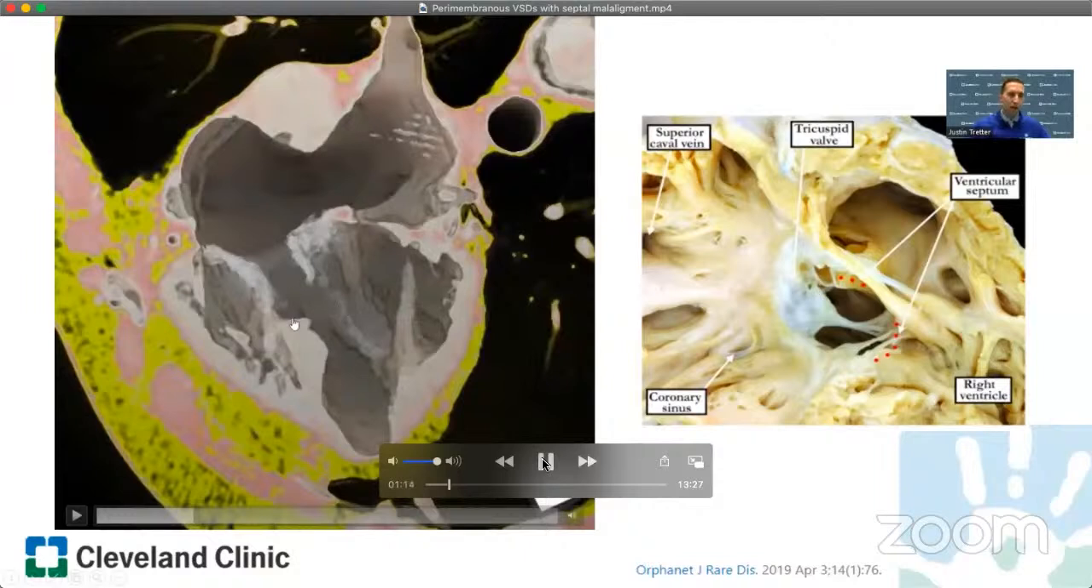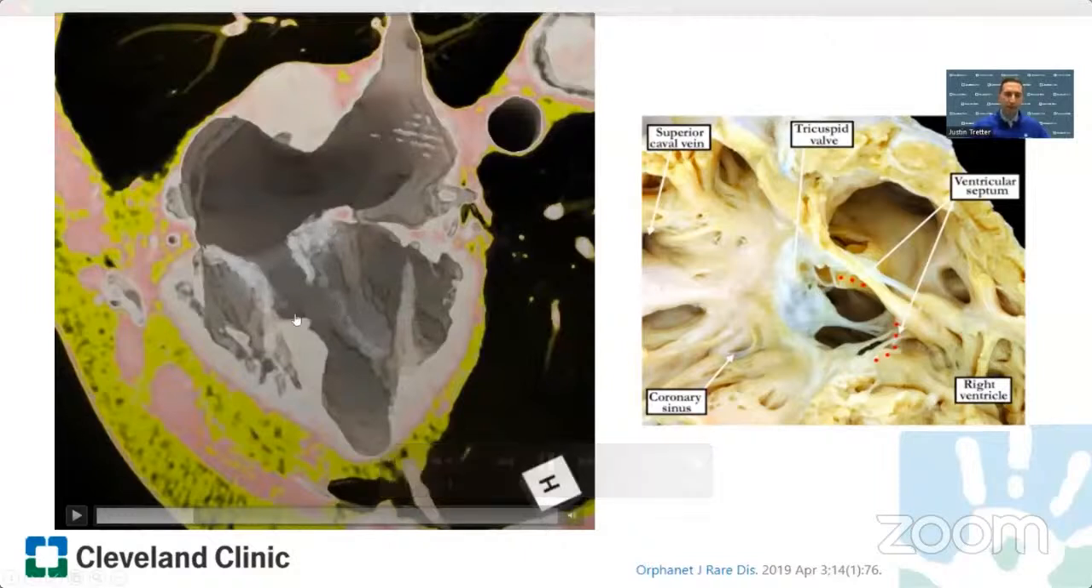And there's a large perimembranous ventriculoseptal defect. And I can say that because it goes right up to the anterior aspect here of the tricuspid valve and where the mitral valve would be, leaving this fibrous continuity between the AV junctions.